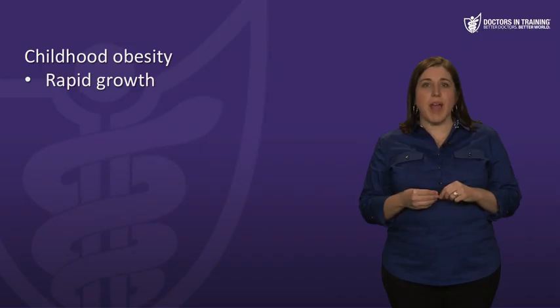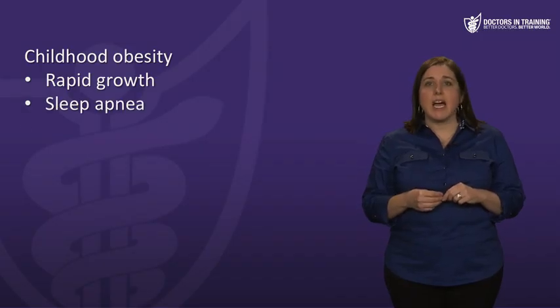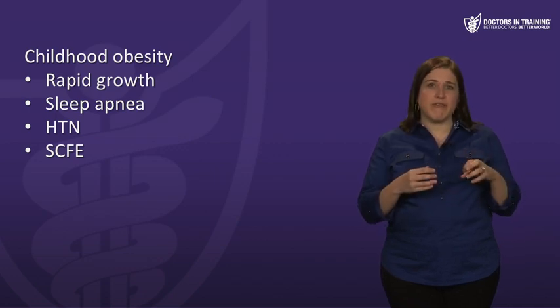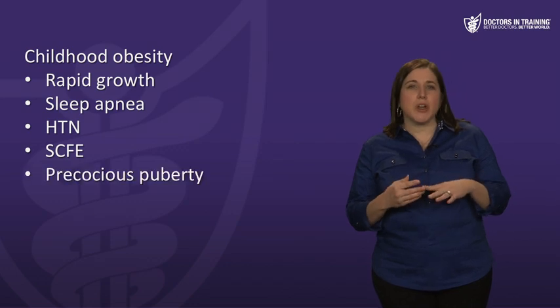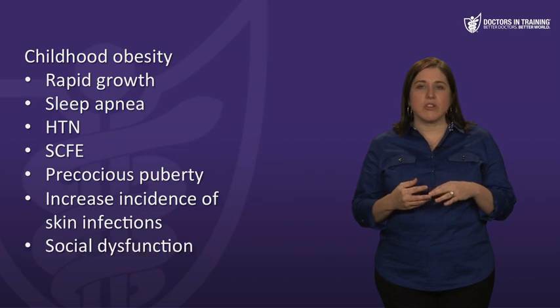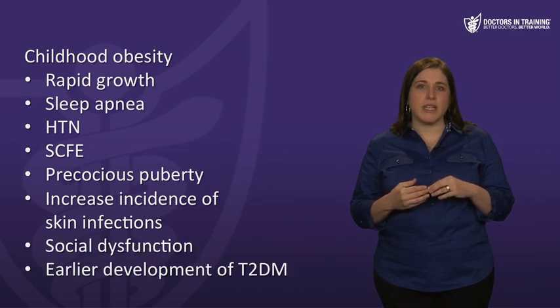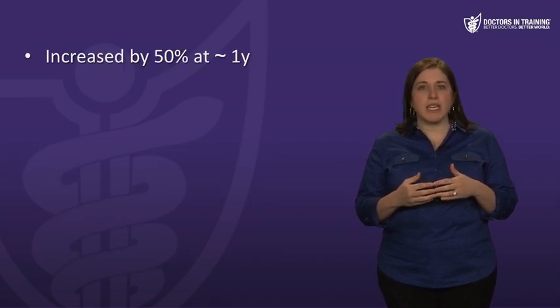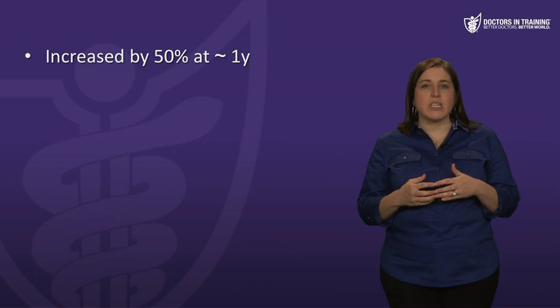The prevalence of childhood obesity is on the rise in the U.S. It's associated with rapid growth, sleep apnea, hypertension, slipped capital femoral epiphyses, which is where the x-ray shows that scoop of ice cream falling off the cone, precocious puberty, increased incidence of skin infections, social dysfunction, and earlier development of diabetes mellitus type 2.